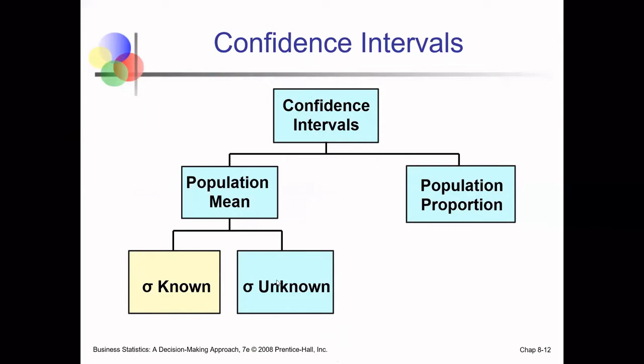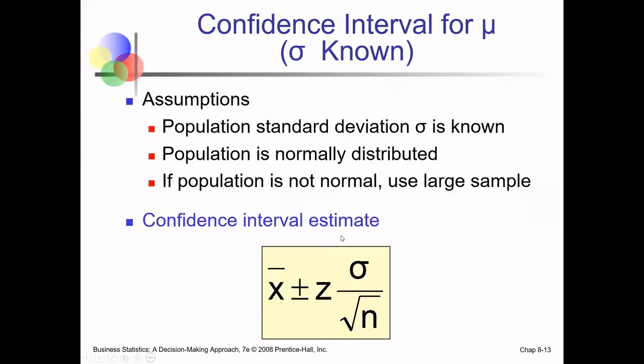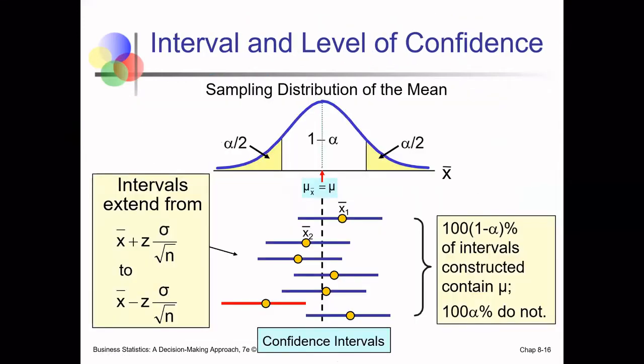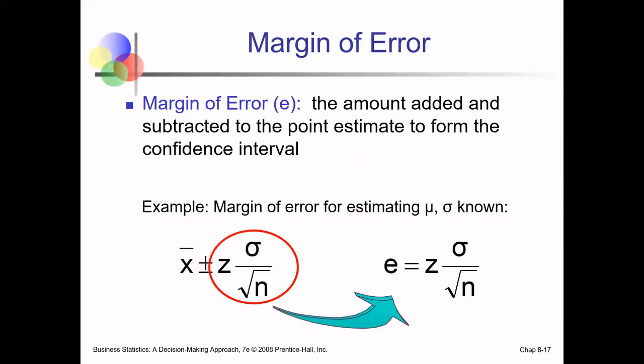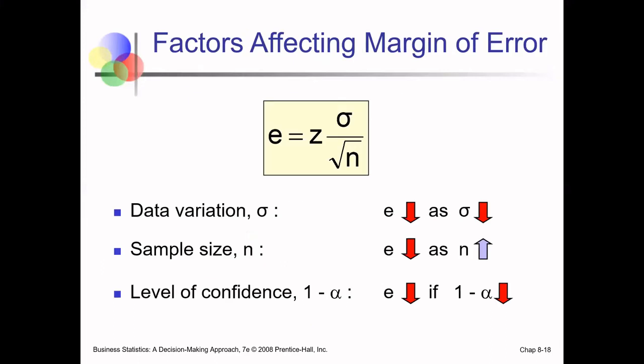Next, this is one of the formulas that we have seen in the previous lecture. These are the table values. This is the margin of error, x bar plus minus z sigma by square root of n. These are the different effects: when we are decreasing margin of error, the sigma, the standard deviation variation, will decrease as well. When margin of error is decreasing, sample size is increasing, and the level of confidence 1 minus alpha will be decreased.